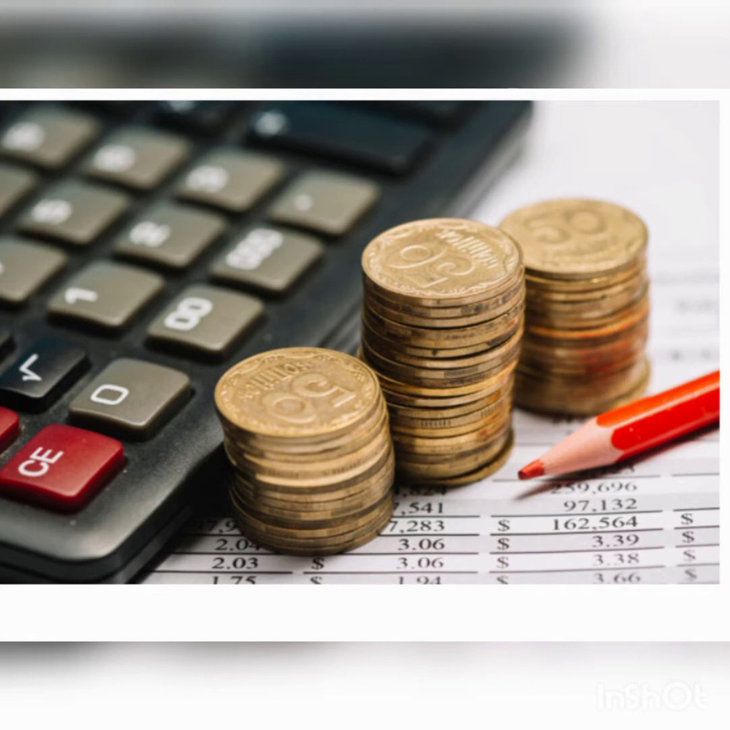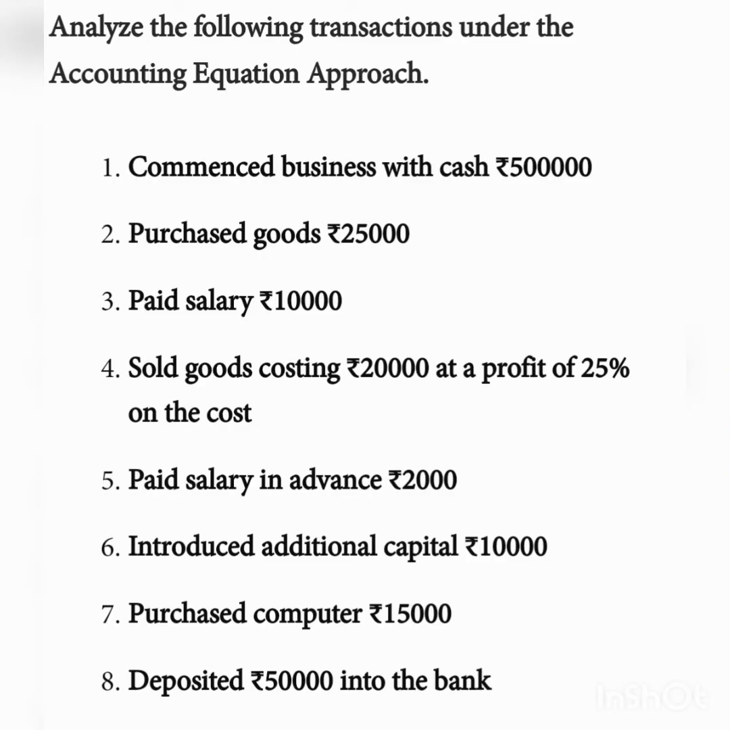Now we are going to solve one problem. First transaction is commenced business with cash rupees 5 lakh. In this transaction, the two important accounts are cash account and capital account. At the time of investing money in business, there is an increase of cash account. Cash account will come under asset side. Then money invested in business is known as capital. Capital account will come under liability side.